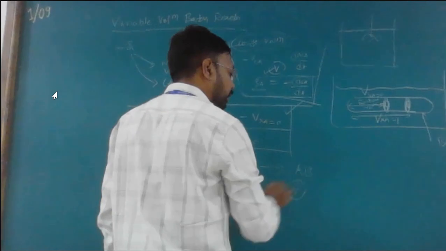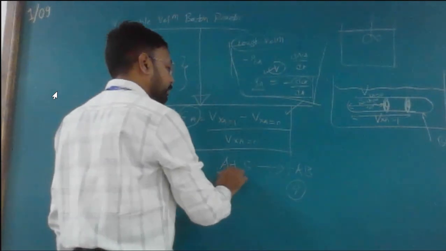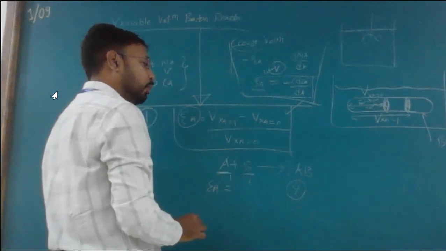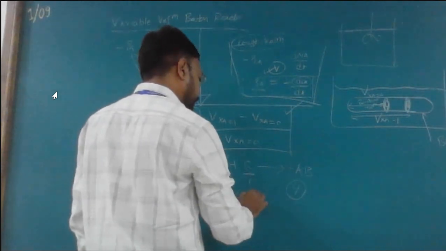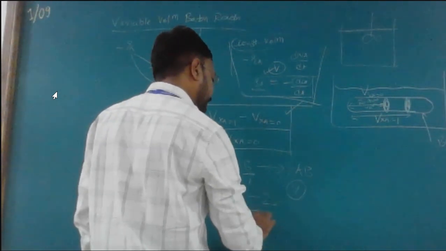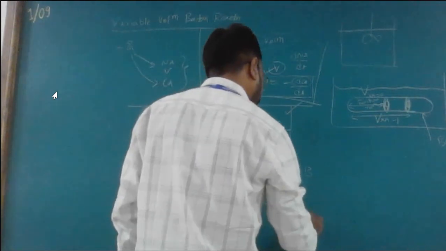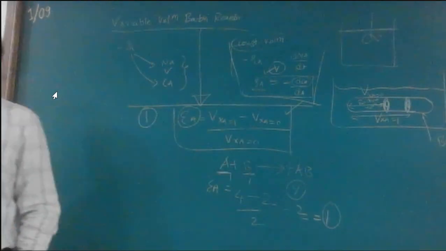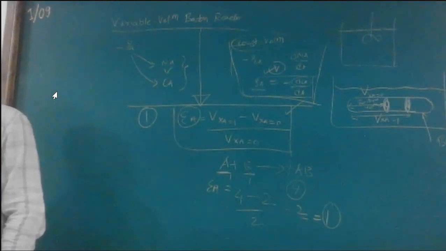So we can consider volume as 4. And what would be the initial moles? 1 plus 1, that would be 2. So epsilon would be calculated as 4 minus 2 divided by 2. So it would be 2 divided by 2. The epsilon factor comes as 1. Now there is a relation.